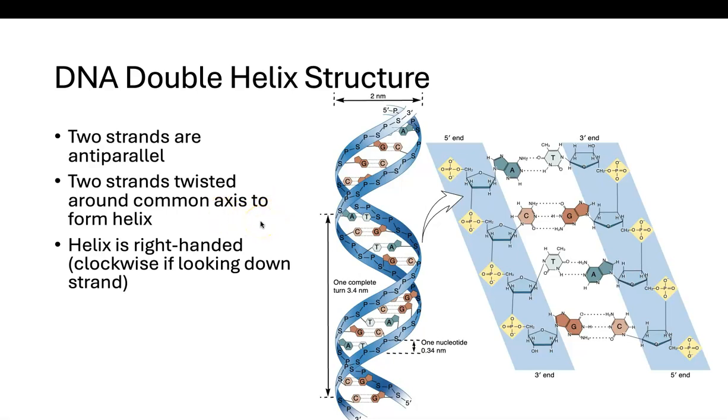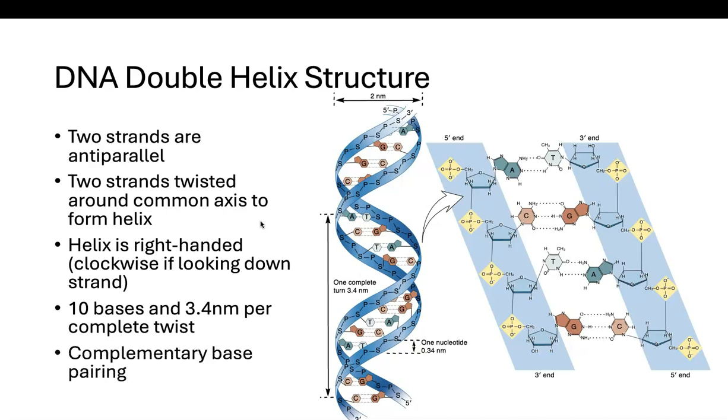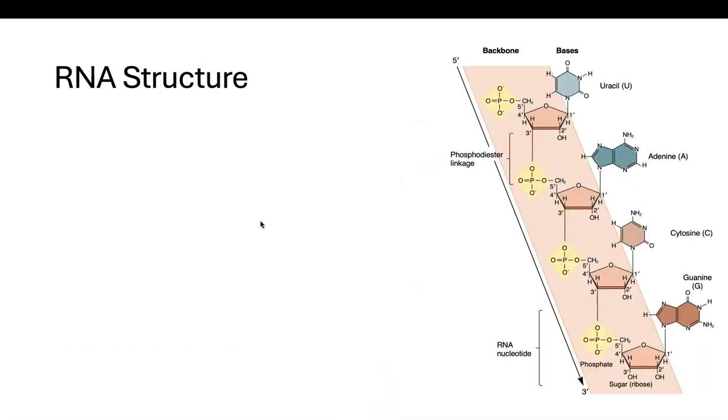It's a right-handed helix, so as you're looking down the molecule, it would turn clockwise. And if you're still looking down that molecule, you would see about 10 bases per complete twist of the molecule. And this is all generated by that complementary base pairing. This is a hard and fast rule of DNA structure. Adenine always binds to thymine, cytosine always binds to guanine.